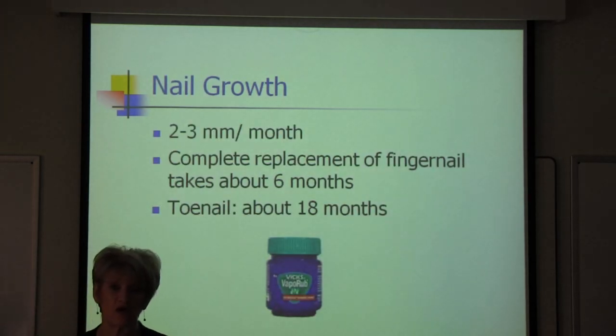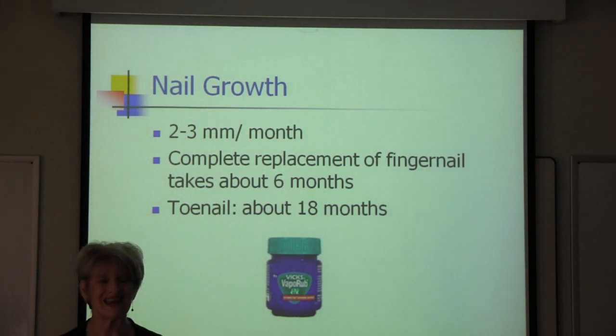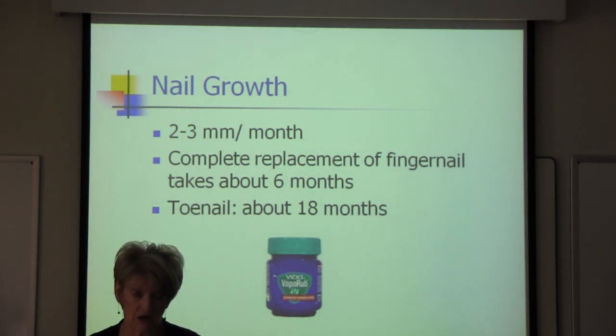What's the rate of nail growth? Usually about 2 to 3 millimeters a month. It takes about 18 months to grow a new toenail, which is a long time. That's why it takes so long to treat a fungal infection in the toenail, because it takes so long for a new nail to grow out.